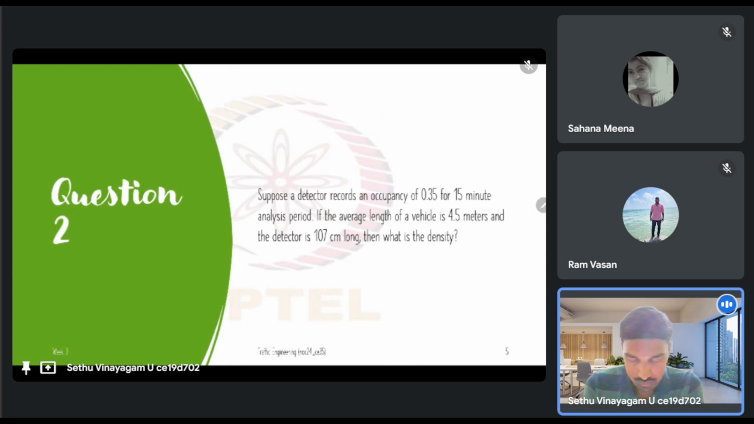Okay, question number two is, suppose a detector records an occupancy of 0.35 for a 15-minute analysis period, and the average length of a vehicle is 4.5 meters and the detector length is 107 centimeters. Then what is the density? So we need to find density from the occupancy.